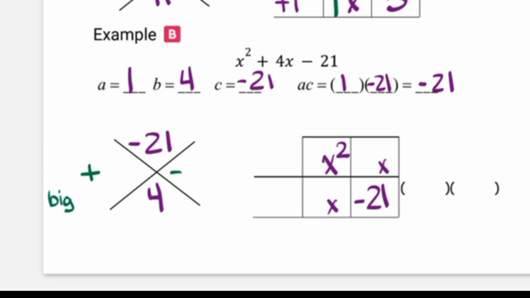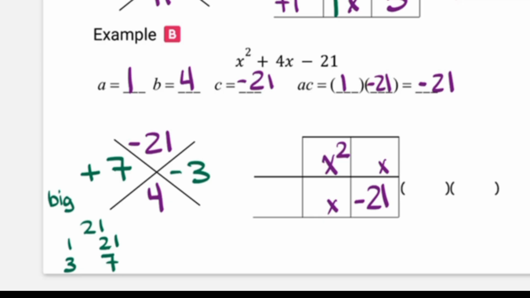So when I look at my factor table for 21, I have 1 and 21. They definitely don't have a difference of 4. They have a difference of 20. And then I have 3 and 7. Those numbers work. They have a difference of 4. The 7 is bigger, so it's going to be positive, and the 3 is going to be negative, because positive 7 plus negative 3 is 4.